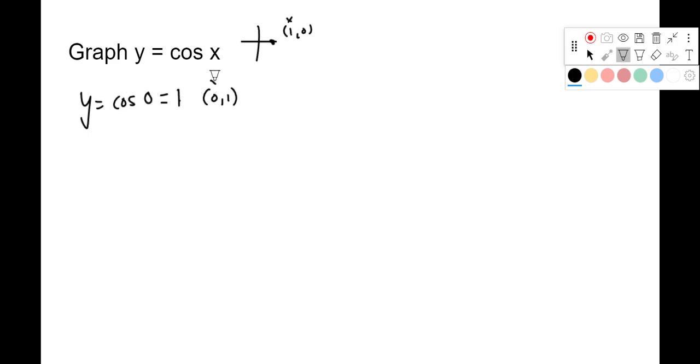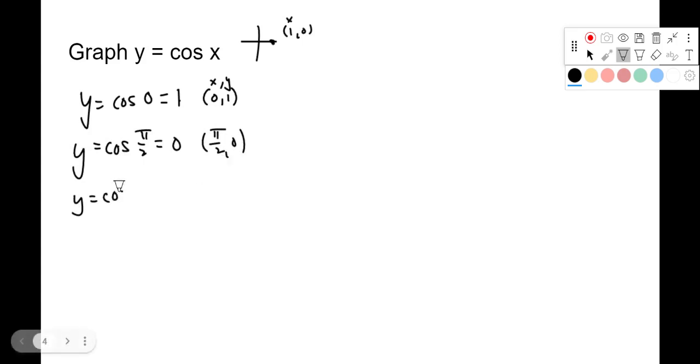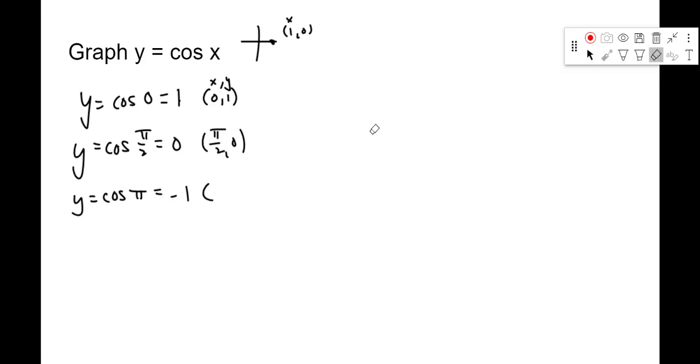So x is the angle, which is 0. The y value that you get with it is 1, right? That we're going to graph. But that y value came from the x-coordinate on the unit circle. Okay? So if I ask you for the cosine of pi over 2, you would tell me that's 0. That gives me a point, pi over 2, 0. If I ask you for the cosine of pi, you'd tell me it's negative 1. That's the point pi, comma, negative 1.